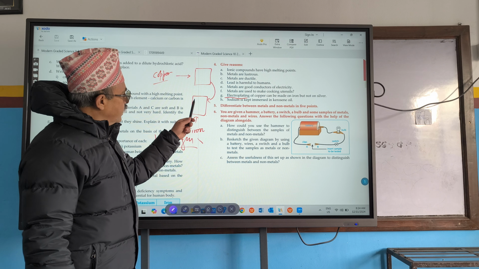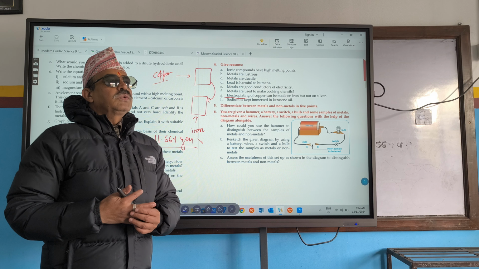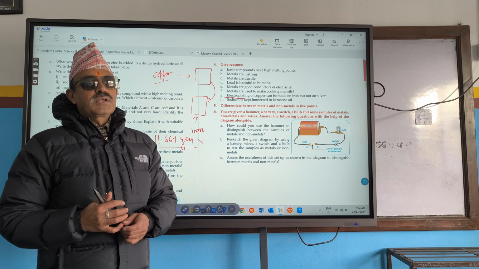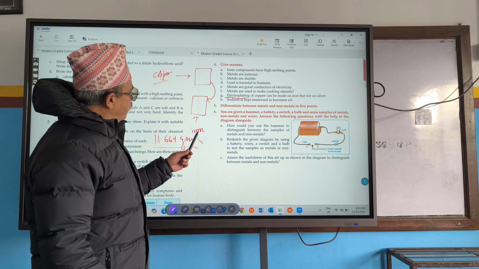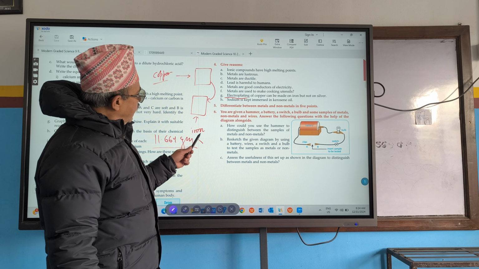What's the reason? Iron, copper, what is it? Silver doesn't get rust. No. So here we have to remember the reactivity. Which is more reactive, which is less reactive. Iron is more reactive. So in between copper and iron, iron is more reactive, copper is less reactive.